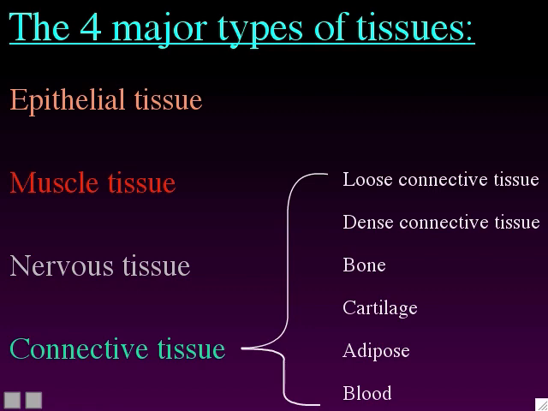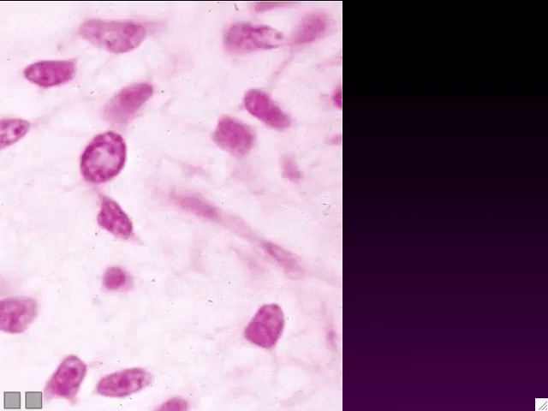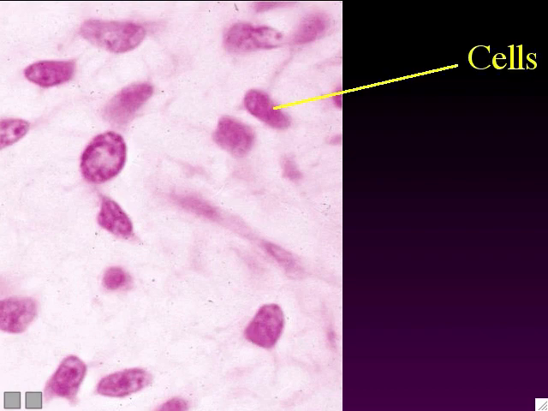Now, the connective tissues have an interesting trait, and what that trait is, their cells generally do not touch each other. So the next slide shows a close-up of connective tissue, and you can see these little dark spots. Those are the cells of the connective tissue. And notice that they are not packed tightly together. The cells of connective tissue don't touch each other. And that's kind of different, right?